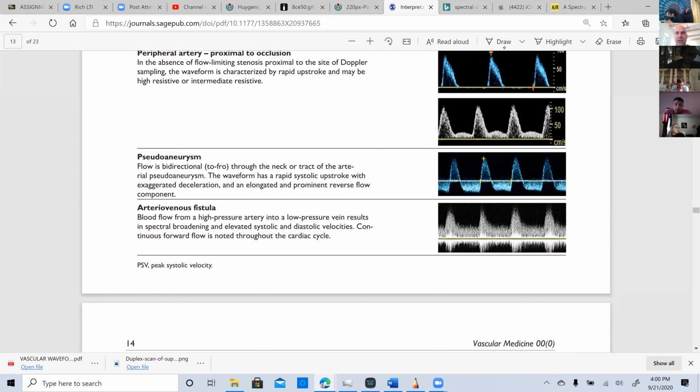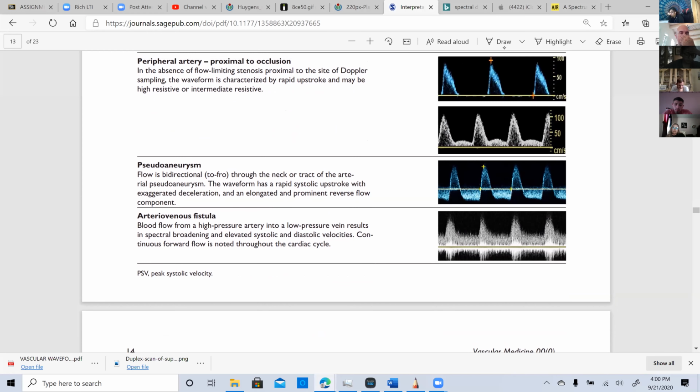Proximal to an occlusion, a little bit similar to the staccato, although not nearly as much, is forward flow and then just an absolute stop. Let me read something. In the absence of a flow-limiting stenosis proximal to the site of Doppler sampling, the waveform is characterized rapidly and may be high resistive or intermediate resistance. Oh, okay.